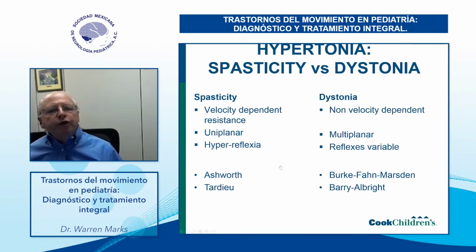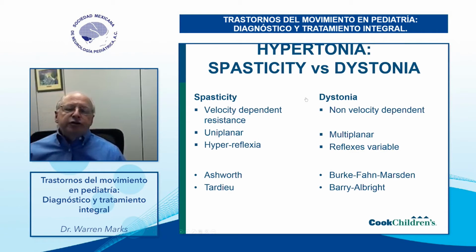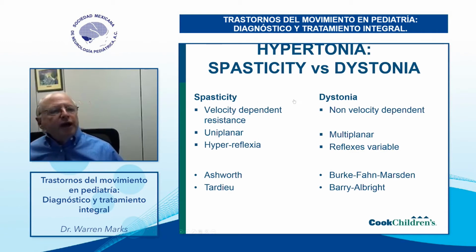So when you see a child who's hypertonic, it's important to sort out whether the hypertonia is from spasticity or dystonia. Ten years ago, it made a lot less difference because we didn't have many good treatments for either. Now it really does matter quite a bit because the treatments are quite different, and treatments for one do not work for the other.